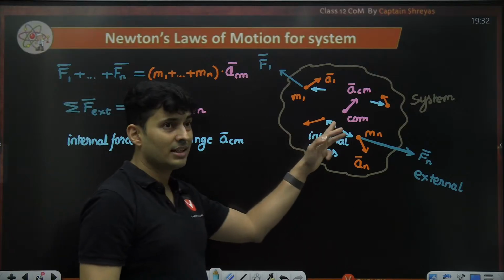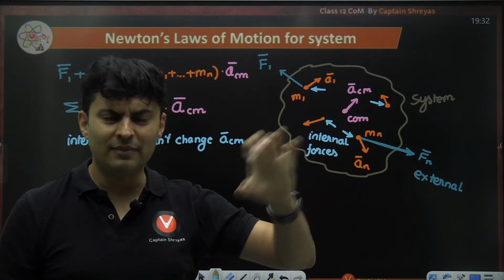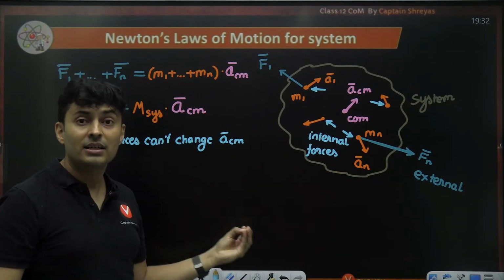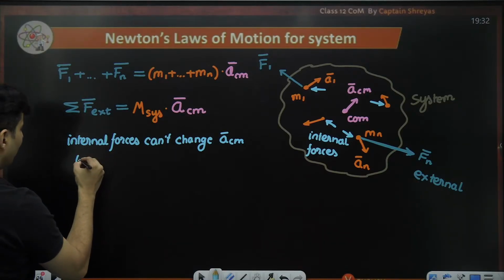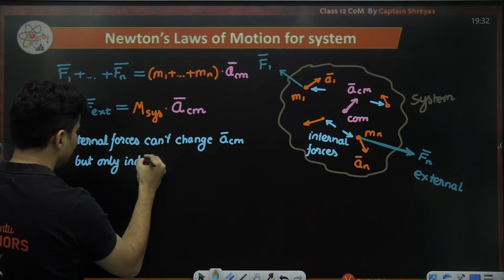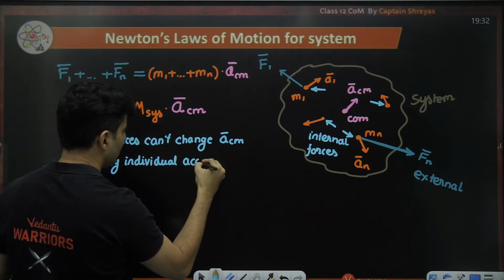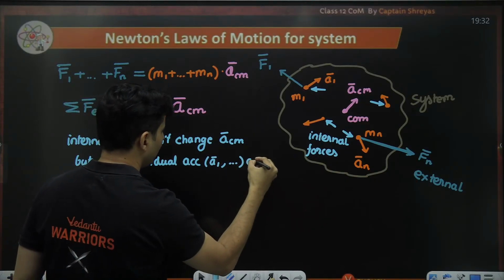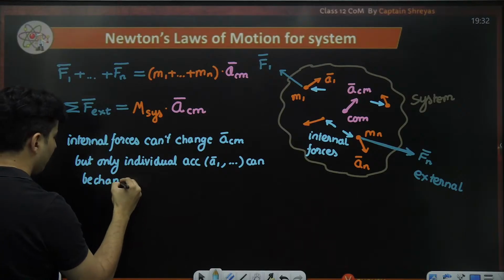Whatever internal forces are there, it can never affect the total system's acceleration. It can affect individual accelerations like A1, A2, but can't change the acceleration of the total system. It can't change ACM, only individual accelerations like A1, A2, etc. can be changed. That's it.